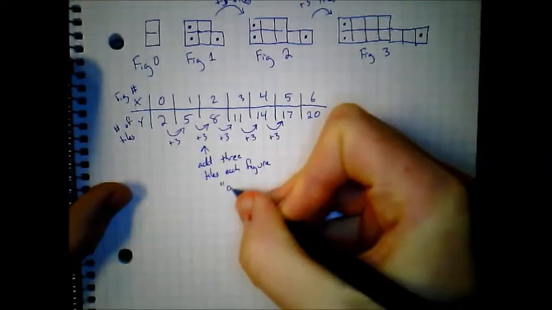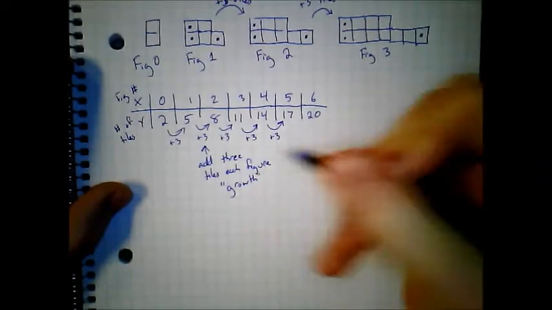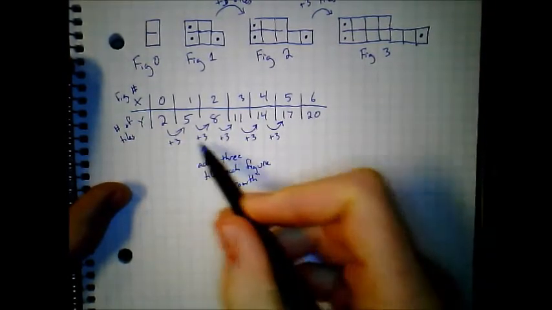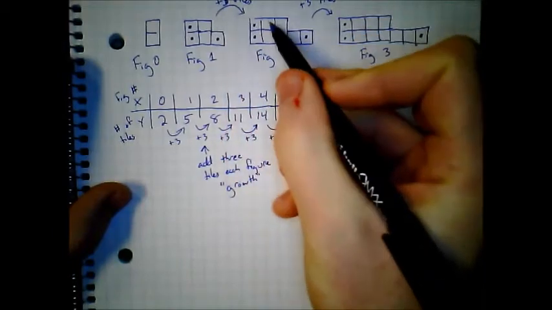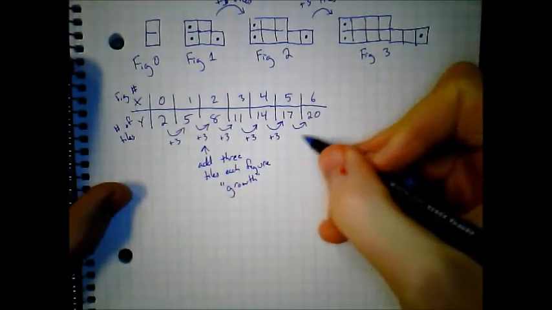We call this our growth. That's how this tile pattern is growing. We're adding 3 tiles each figure. Up here, we see that we're adding 3 tiles each figure.